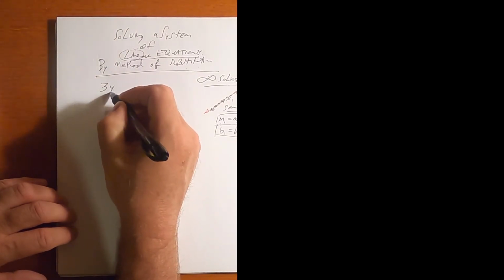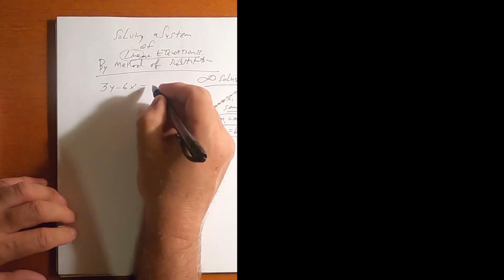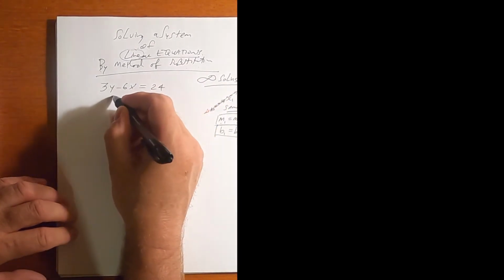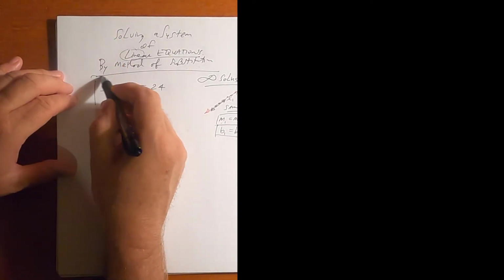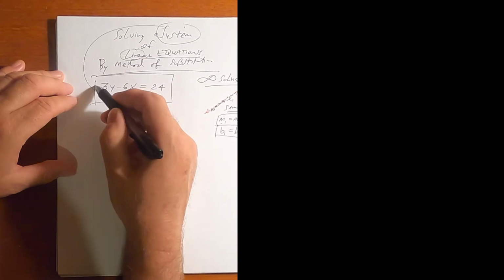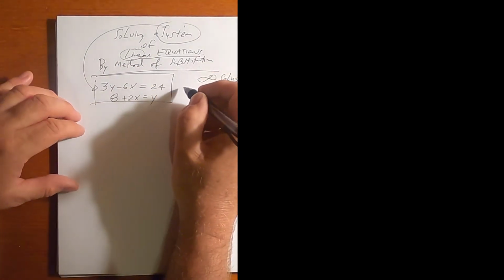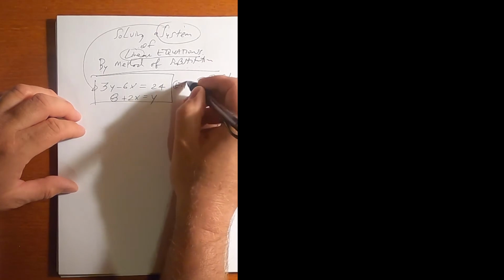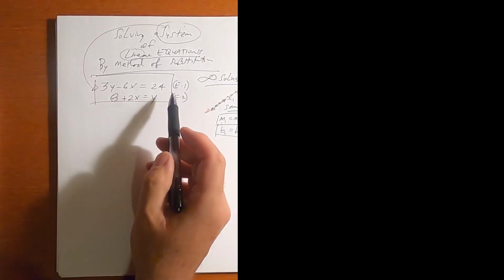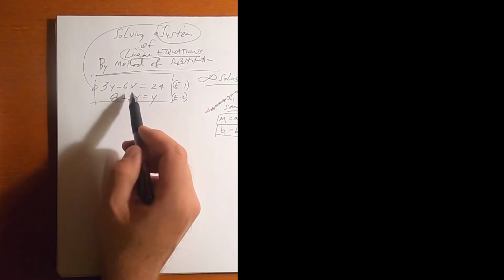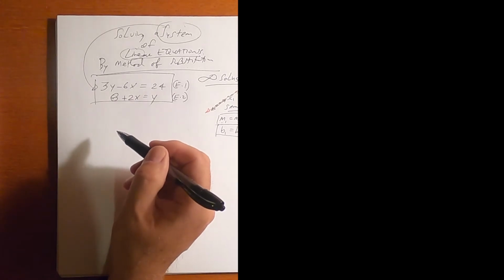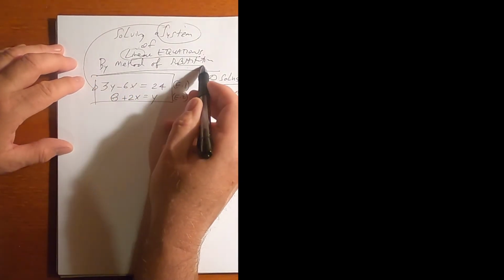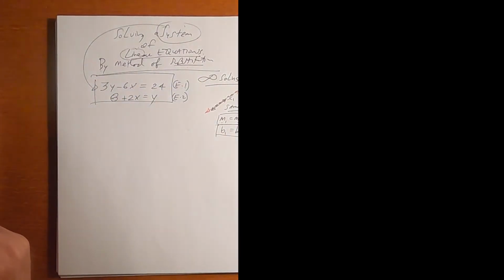I have here 3y minus 6x equals 24. And then I have 8 plus 2x equals y. Now, at first glance, that's my system right there, two linear equations. Here I'm going to call this equation 1. I'm going to call this equation 2. Okay, I can't tell at first glance if these are on top of each other, what the slopes are, what the intercepts are. I have no idea at this moment. I am going to run through this by the method of substitution, and I'm going to see what comes out.